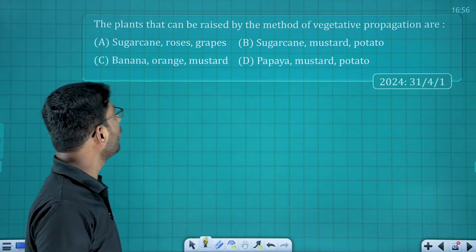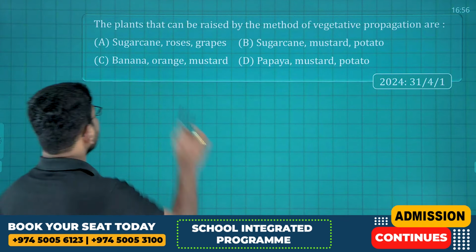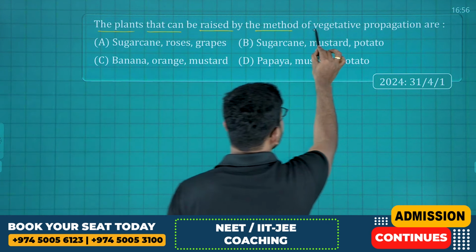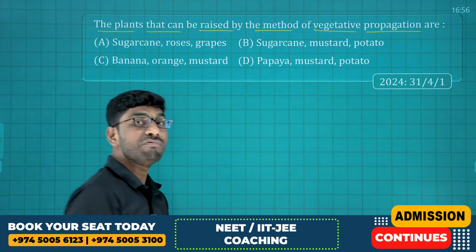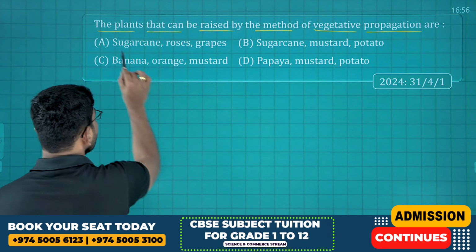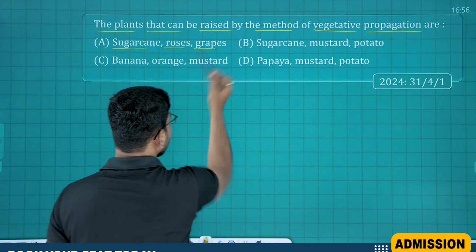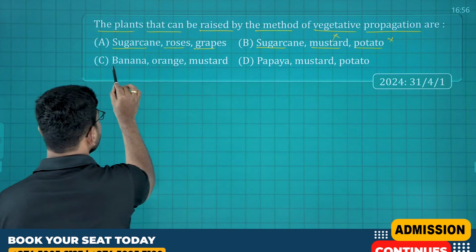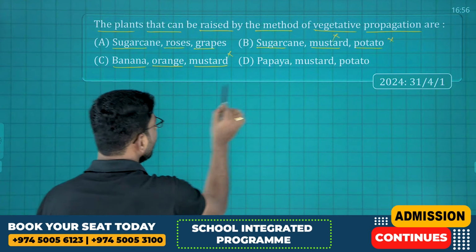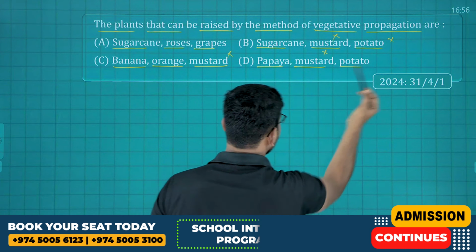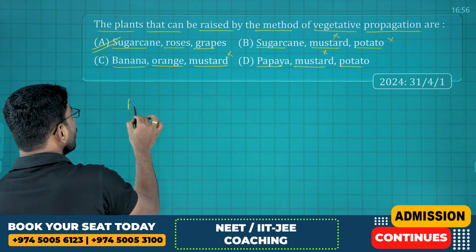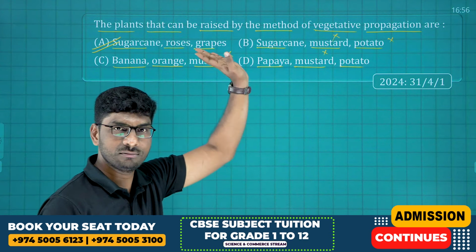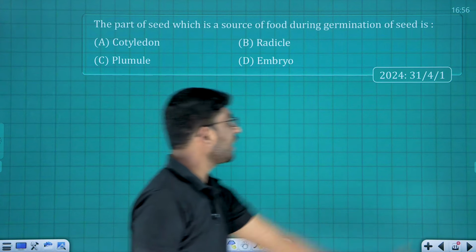Next question, 2024. The plants that can be raised by the method of vegetative propagation are: sugarcane, rose, grapes; sugarcane, mustard, no. Potato is given, no. Next, banana, oranges, mustard, no. Papaya, mustard and potato, no. So the correct answer is sugarcane, rose and grapes. These can be raised by vegetative propagation. Direct NCERT question. Shall we move on to the next question? Look at the next question.